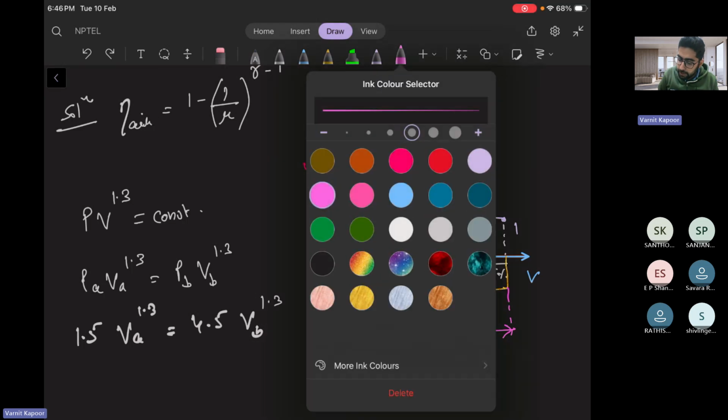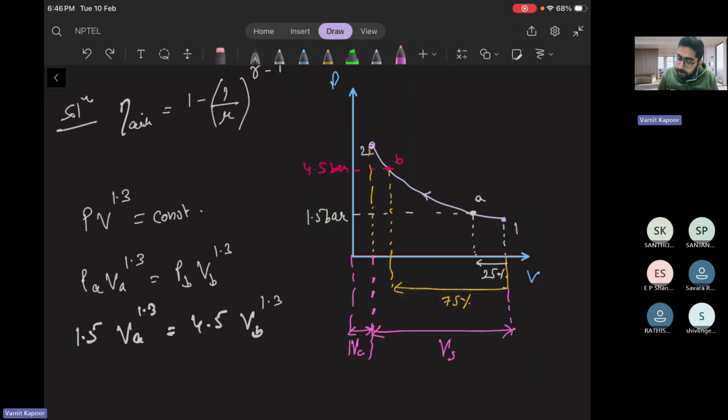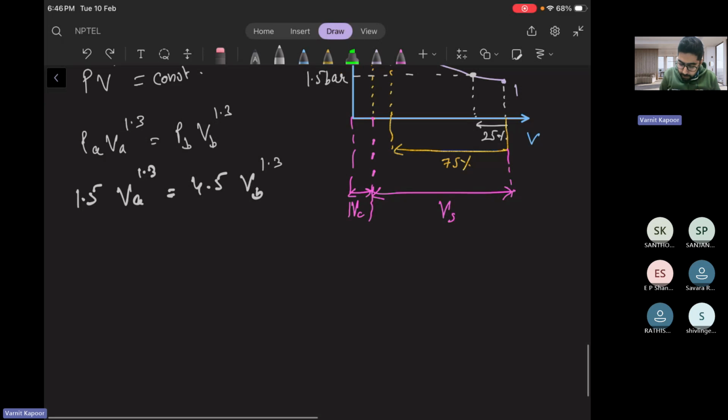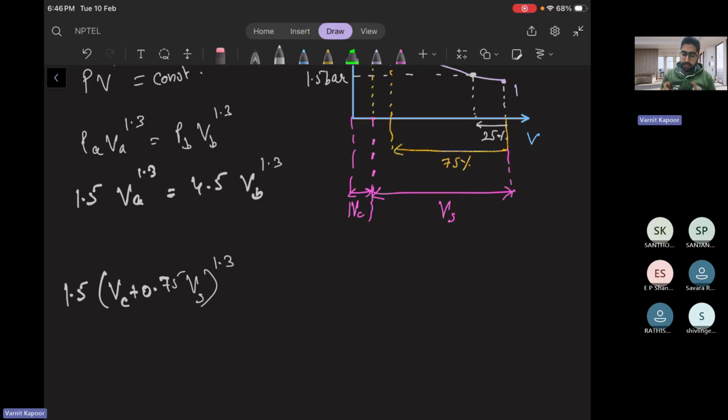So volume at A will be 75% of the swept volume plus the remaining clearance volume. Again, I am explaining, listen carefully: if 25% of the stroke has happened, that means from position A to position 2, 75% of the stroke is still remaining, 100 minus 25 is 75%. So 75% of swept volume is remaining, plus some clearance volume will also be there in the cylinder. Eventually, volume at A will be Vclearance plus 0.75 times Vswept, to the power of 1.3.